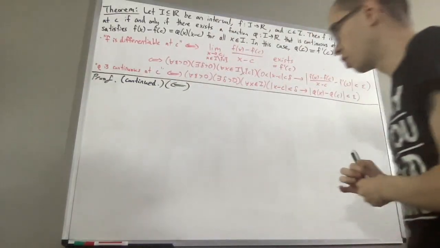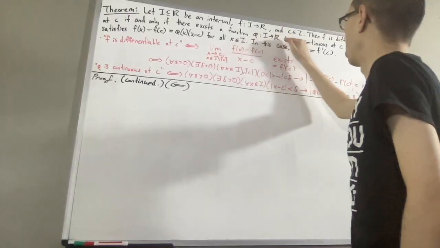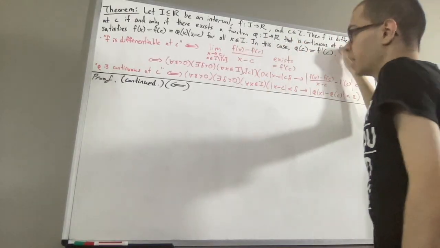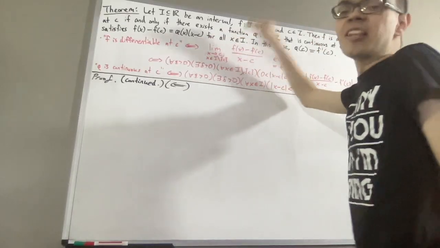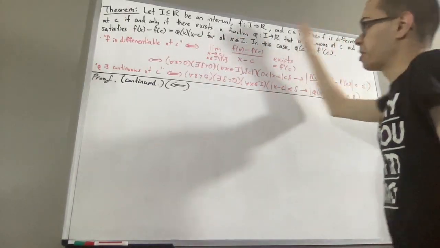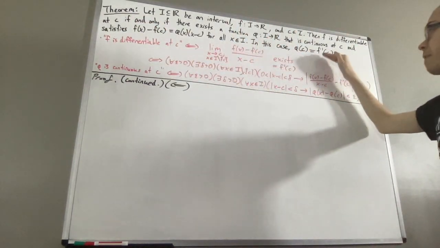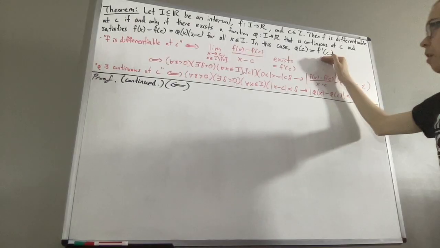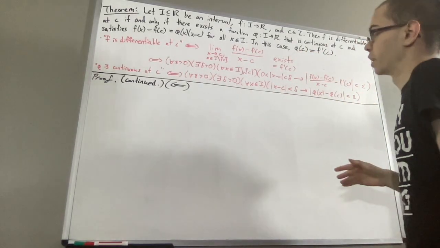Now to prove the converse, we're trying to prove that if there exists a function phi from I to R that is continuous at c and satisfies this equality for all x in I, then f is differentiable at c. And moreover, the derivative of f at c is precisely phi evaluated at c. Right? That's really what we're trying to prove in the converse.